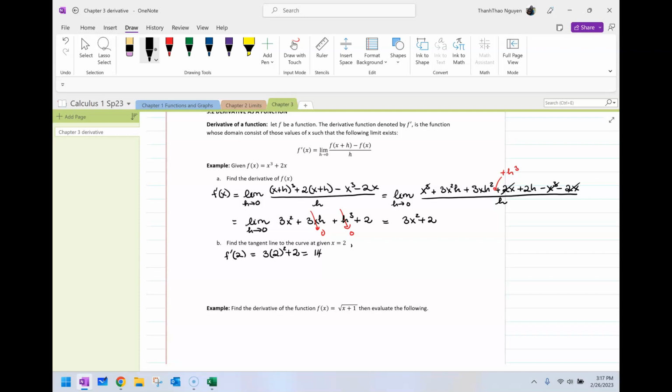We can use this to calculate the value of y. y equals 2 cubed plus 2 times 2. 2 cubed is 8, plus 4, that's 12. Now that we have the value of x and y, we can find b. So 12 equals 14 times 2 plus b. b equals negative 16. So the tangent line to the curve at x equals 2 is 14x minus 16.